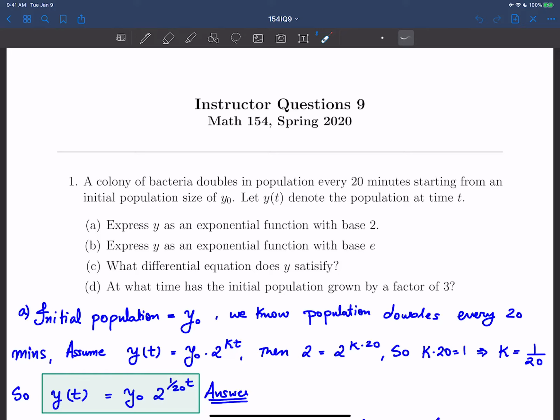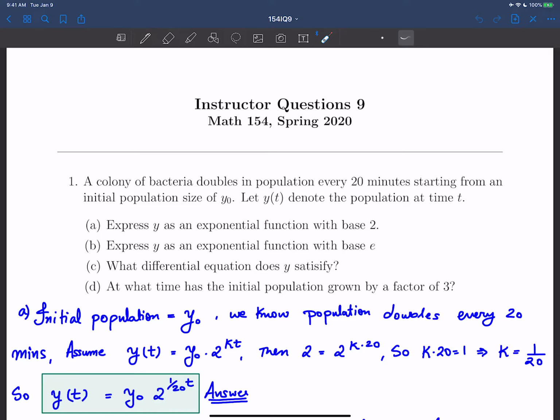So we're going to start off with the first problem here. What we have here is a colony of bacteria that is set to double in population every 20 minutes. And we are starting from an initial population size of y0, which we don't know, so we're going to keep it as y0. And the function that denotes the population at time t is y of t.